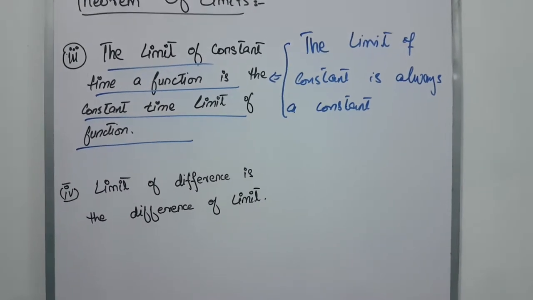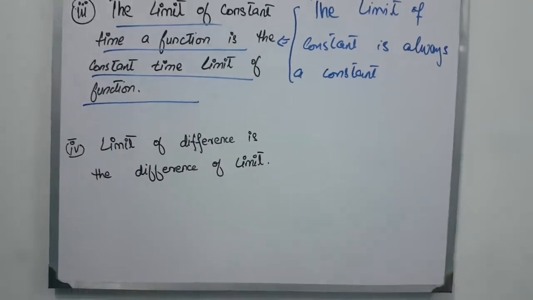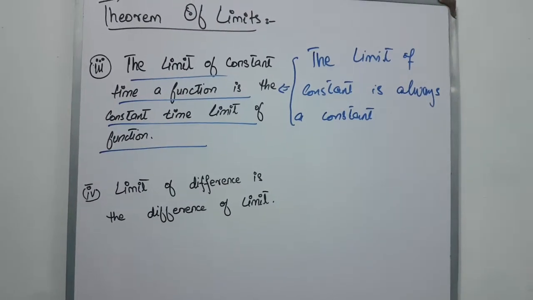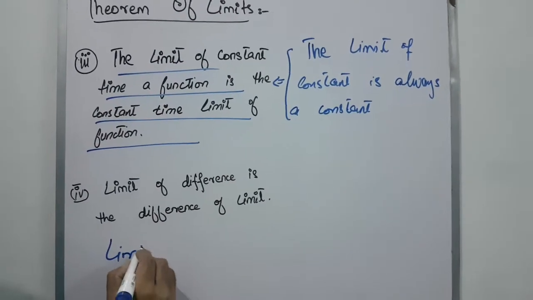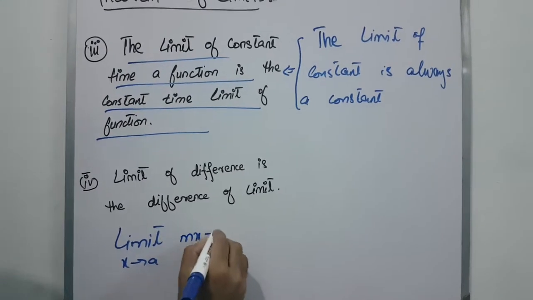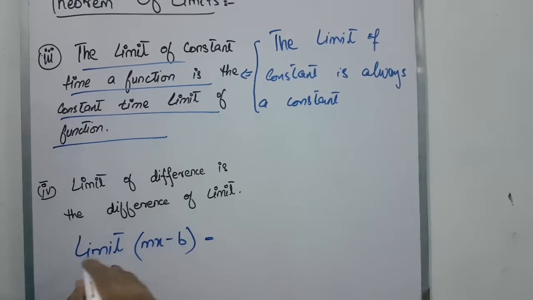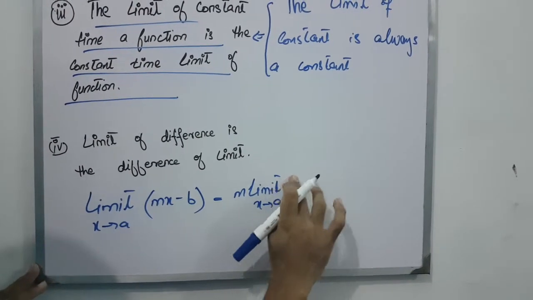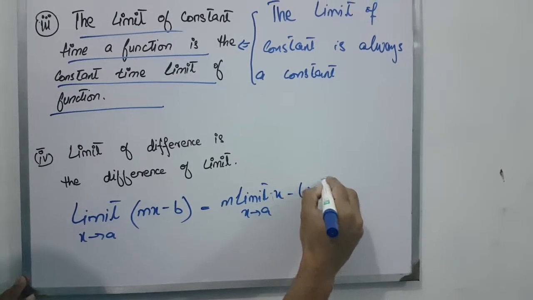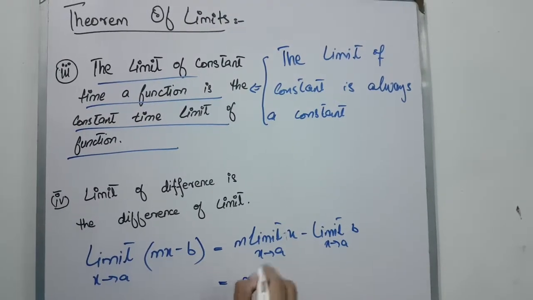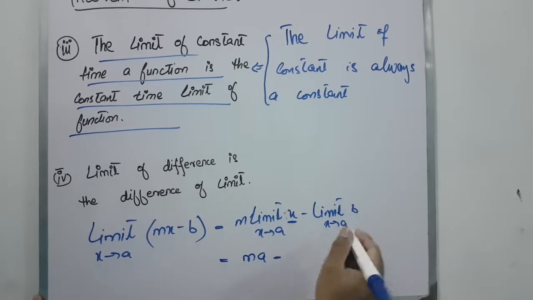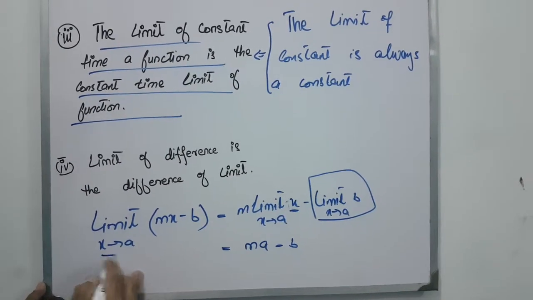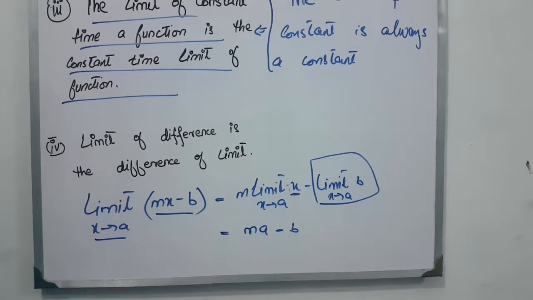And you can see that I just write theorem number 4, the limit of difference is the difference of limit. Like I just told you about the limit of sum is the sum of limits, the same scenario will happen. I just take the general form like this, limit x approaches a, mx minus b, like this, that m into limit x approaches a x minus limit x approaches a b. So limit of x becomes a, and the limit of constant is always a constant as I wrote above, b. So limit x approaches a, mx minus b becomes ma minus b.